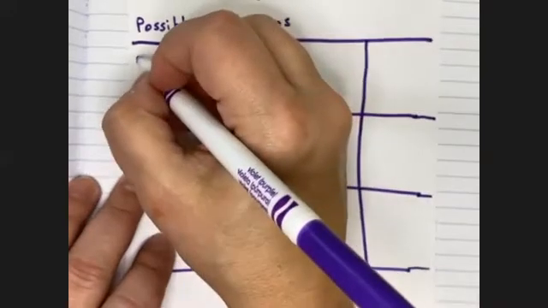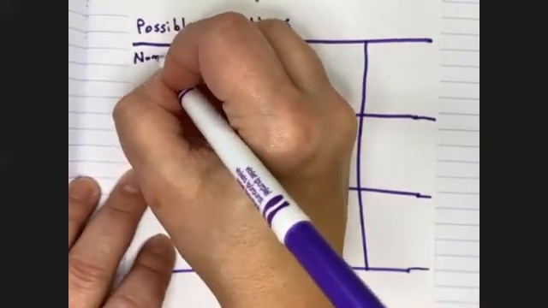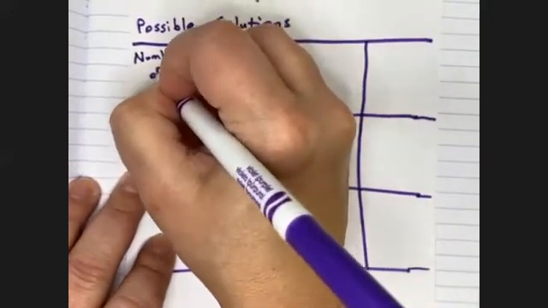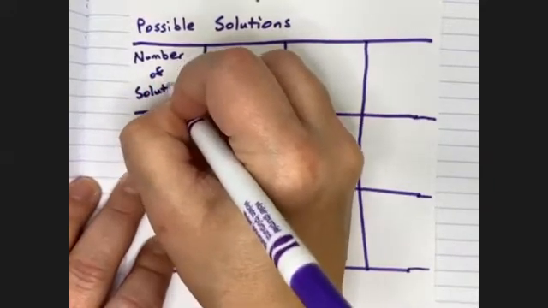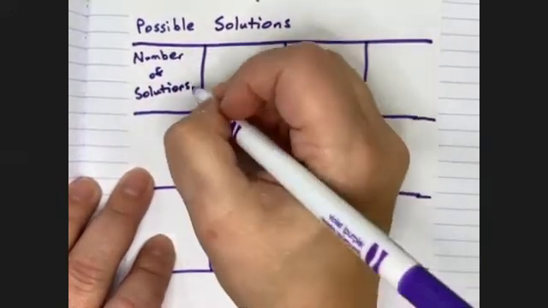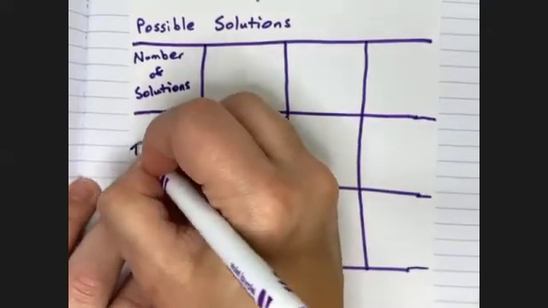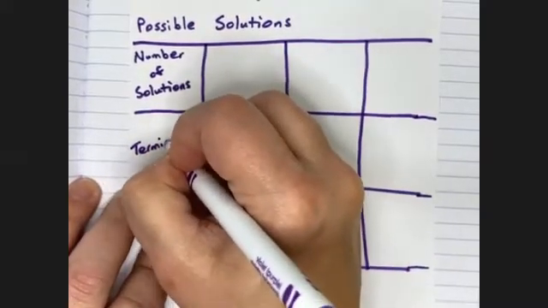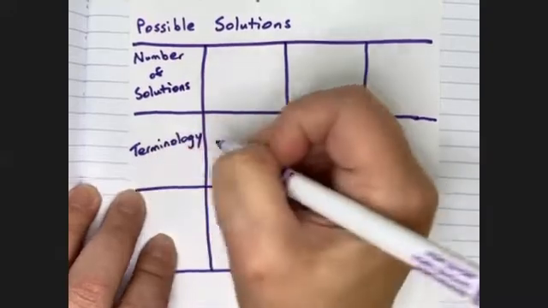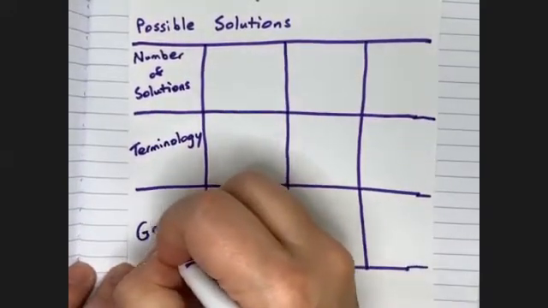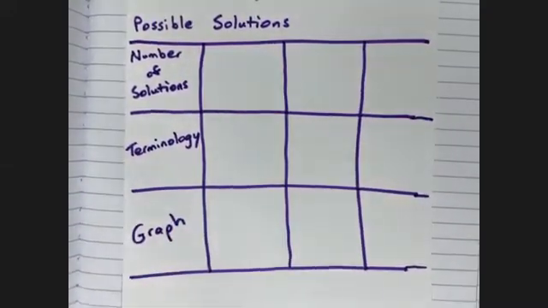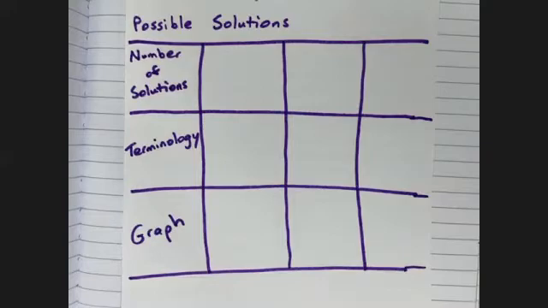And so the first thing we're going to look at is the number of solutions. We're going to look at terminology, which is going to be the hardest part of this. And then we're going to look and see what the graph looks like. The terminology is the only thing that's hard, because really, the answer is where the 2 lines cross. And that's the biggest thing that you absolutely need to know.